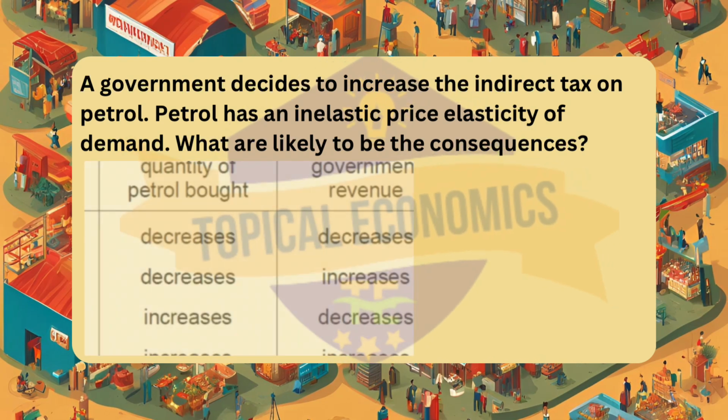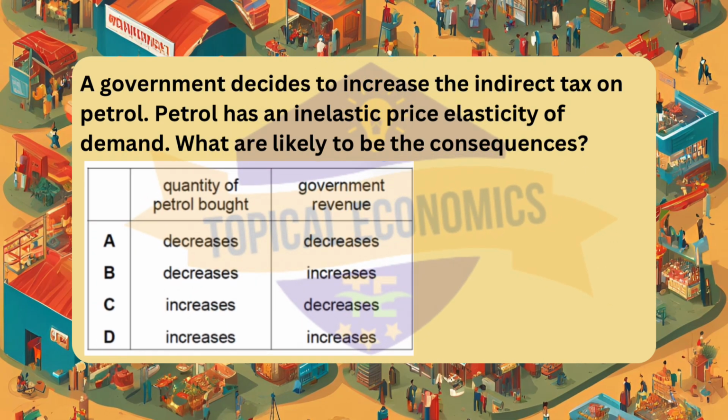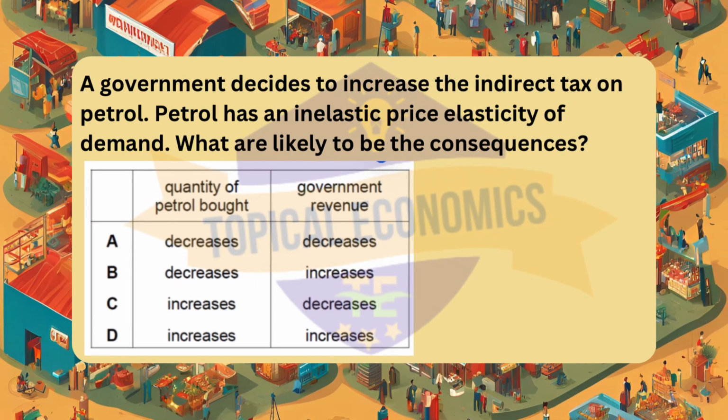Moving to the third question. A government decides to increase the indirect tax on petrol. Petrol has an inelastic price elasticity of demand. What are likely to be the consequences? This question is from year 2022 May-June version 3 paper.